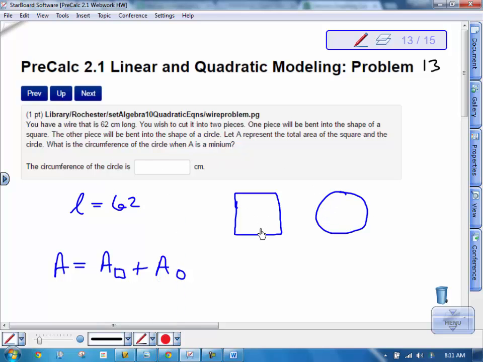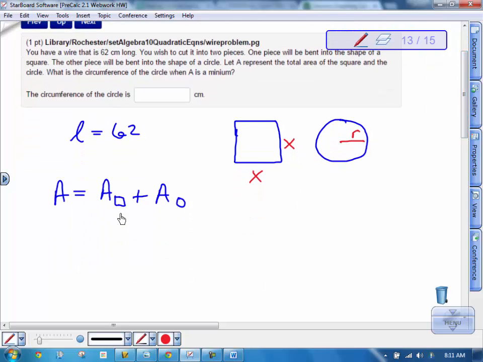Okay, well first I'm going to have to define some things. I'm going to call the side length of the square x. I'm going to call the radius of the circle r. That way I have some variables that I can use. Okay, so the function we want to minimize is going to be the area of the square, which is x squared, plus the area of the circle, which is pi r squared. Another equation I can write is, since I only have 62 centimeters, 62 equals the perimeter of the square, which would be 4x, plus the perimeter of the circle, which would be 2 pi r.